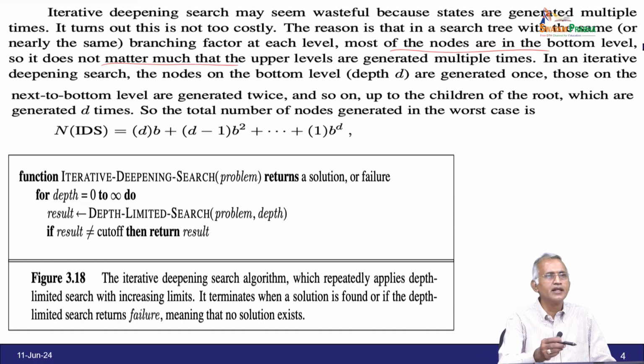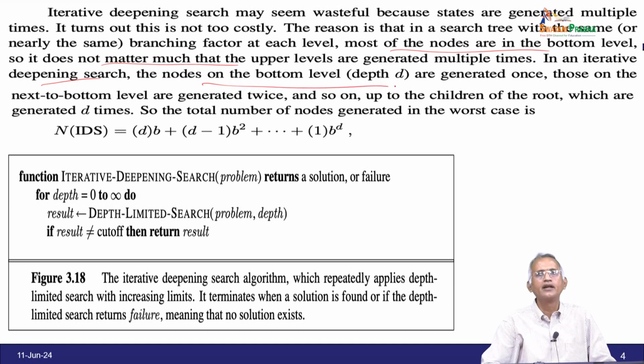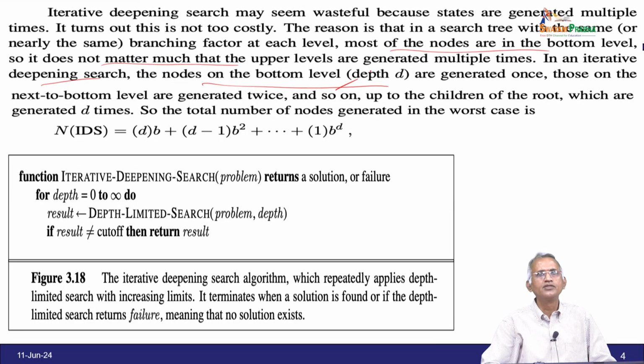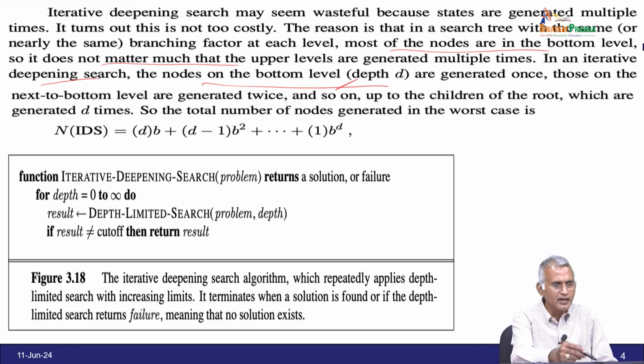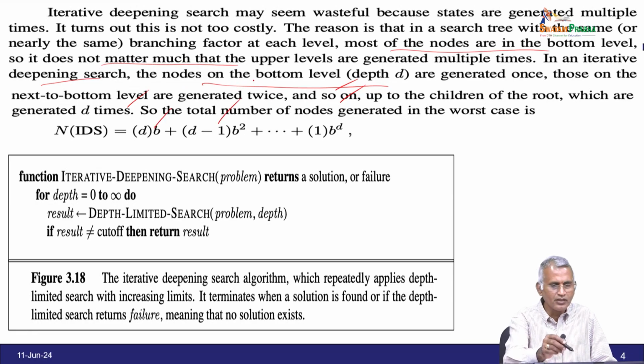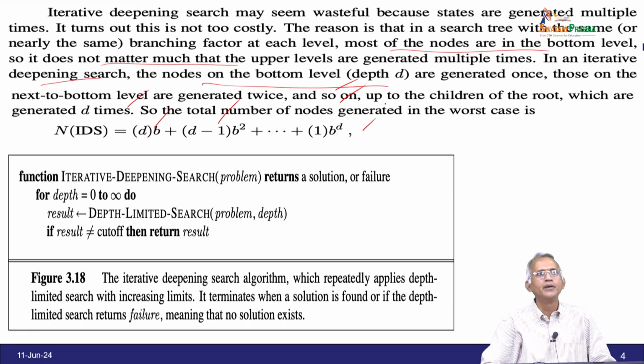In an iterative deepening search, the nodes on the bottom level are generated once, those on the next to bottom level are generated twice, and so on, up to the children of the root, which are generated d times. So, the total number of nodes generated in the worst case is N(IDS) = (d)b + (d-1)b^2 + ... + b^d.